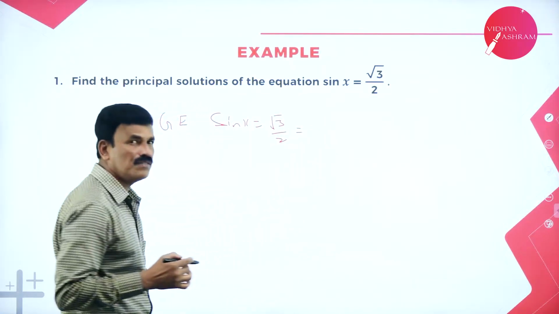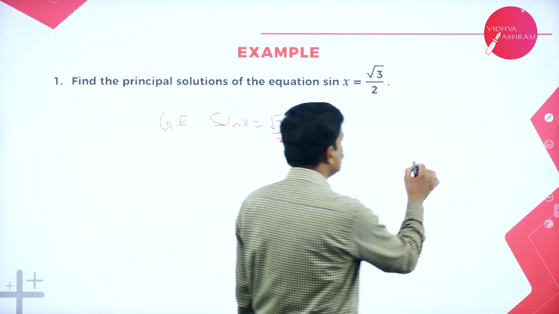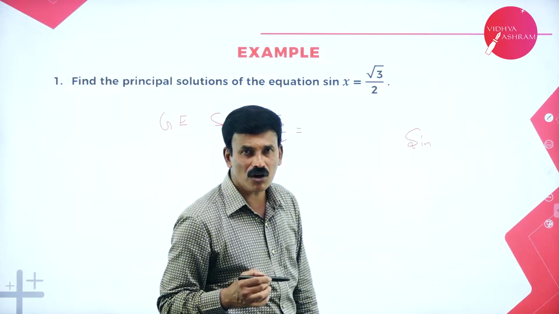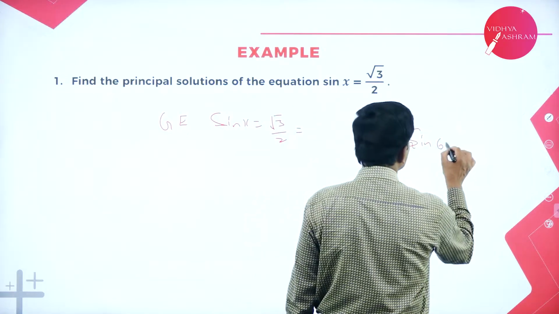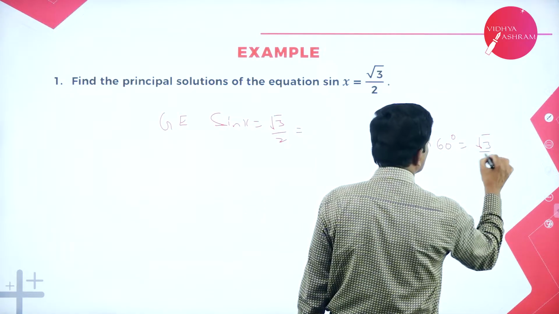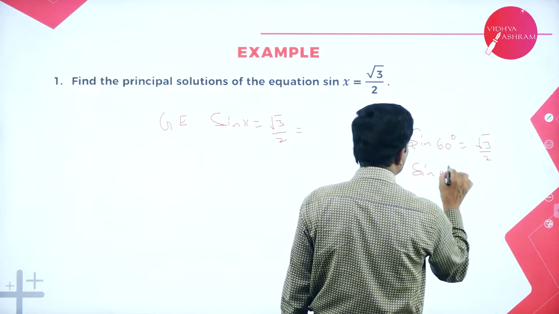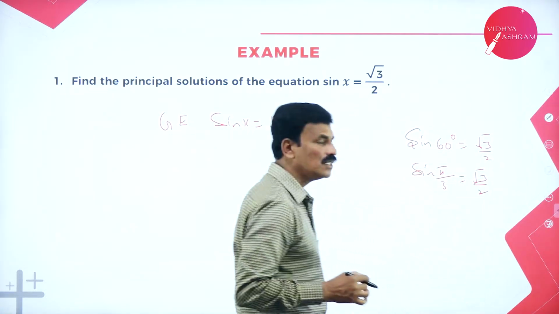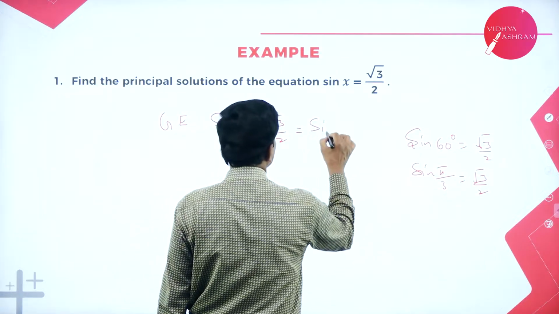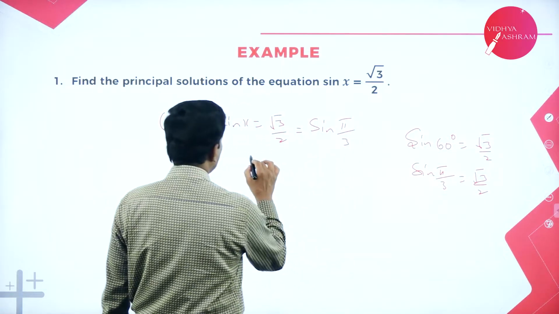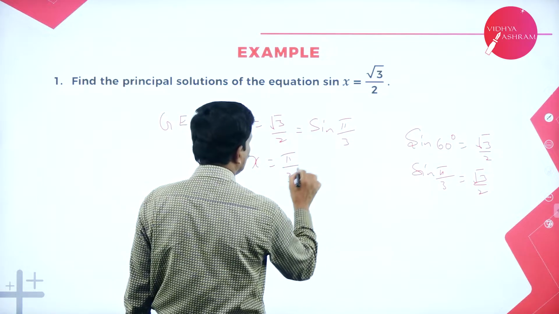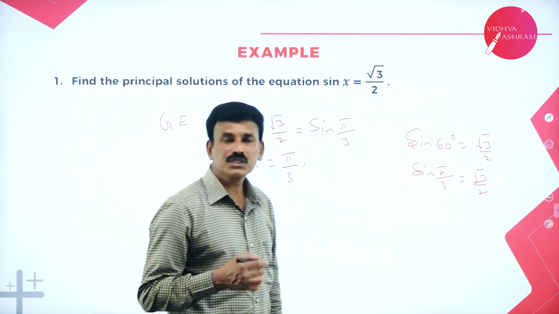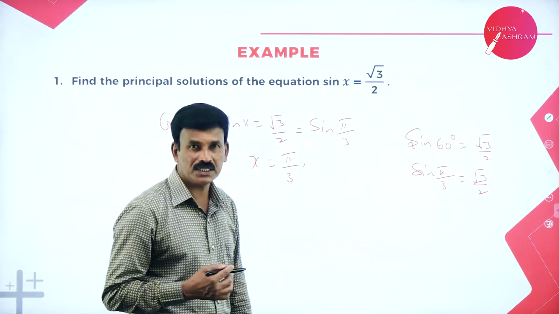The value of theta which satisfies this equation: you know that sin 60 is equal to root 3 by 2. That means sin of pi by 3 is equal to root 3 by 2. Right. So this can be written as sin pi by 3. So the value of x is equal to pi by 3. One value of x is pi by 3, that is 60 degrees.